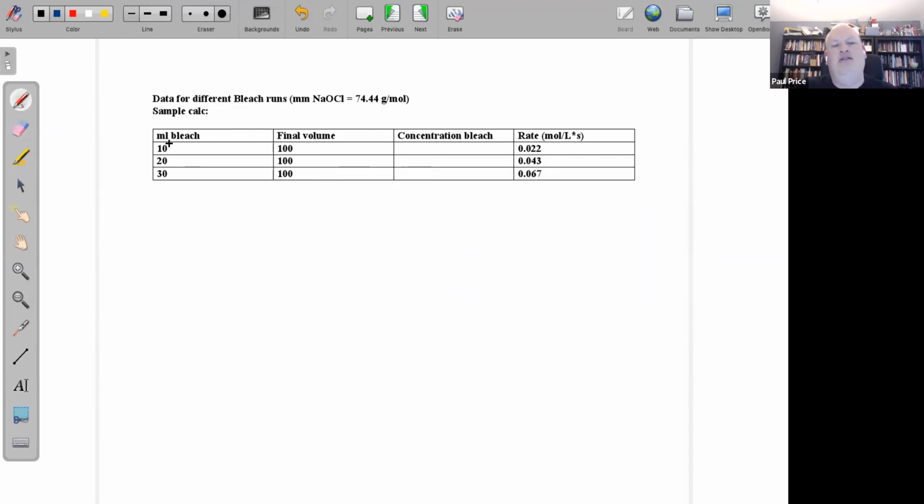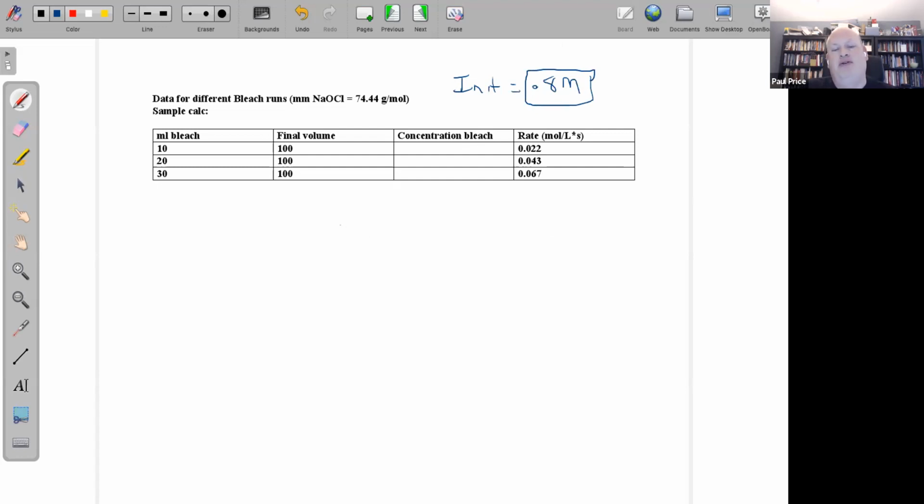So here's what I had. I had 10 mils of bleach, and I diluted it to a final volume of 100 mils. And I know that the molar mass of bleach itself is 74.44. One other thing I should tell you real fast is that I went ahead and calculated the original concentration of bleach for us. It turns out that the bleach I used in my lab, the initial concentration of bleach, was 0.8 molar. Different bleaches have different initial concentrations, but I calculated 0.8 molar.